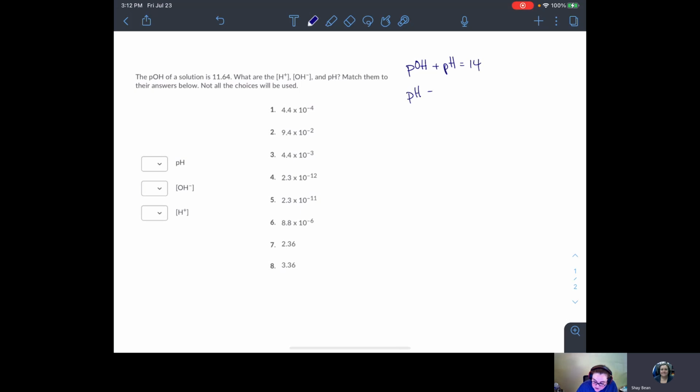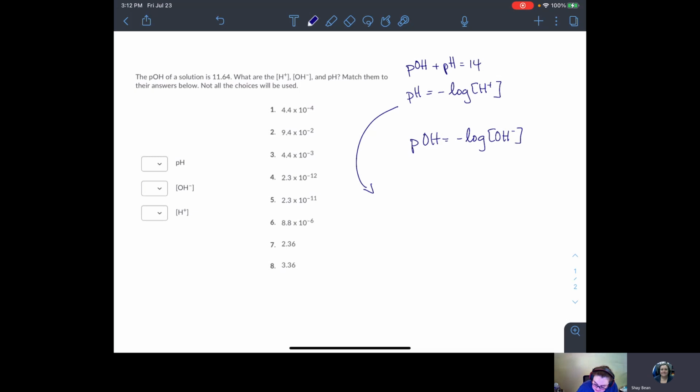We know that pH equals the negative log of the H plus, and we know that the pOH equals the negative log of the OH minus concentration. From the last 2 equations that I just wrote, you can actually find H plus and OH minus by rearranging them, a little bit of algebra.